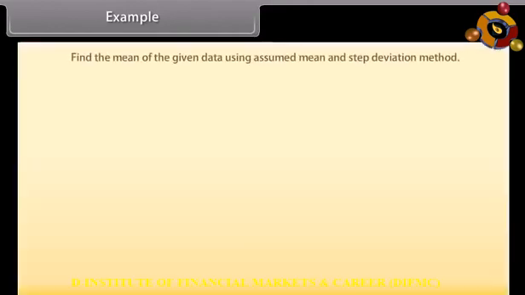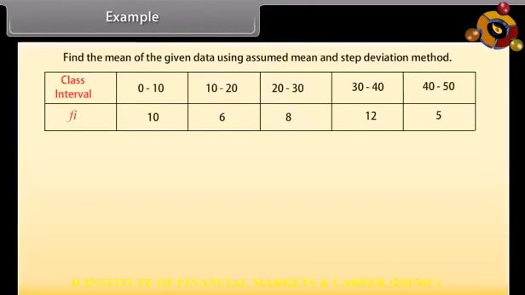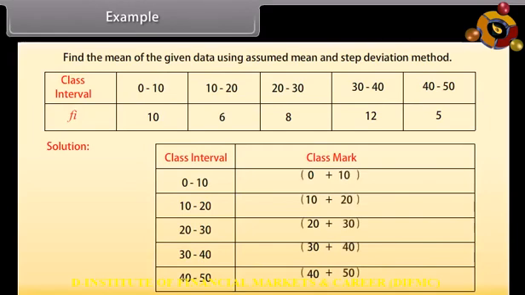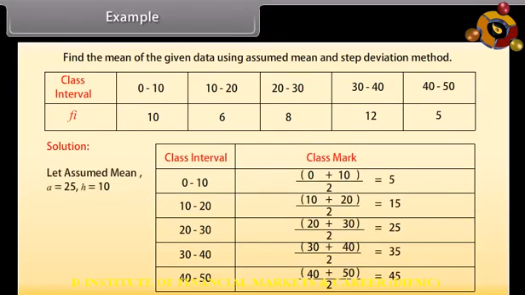Example. Find the mean of the given data using assumed mean and step deviation method. Solution. First, we find the class mark for each class interval by using the formula: class mark equals upper class limit plus lower class limit upon 2. Let assumed mean a be equal to 25, h equals 10.